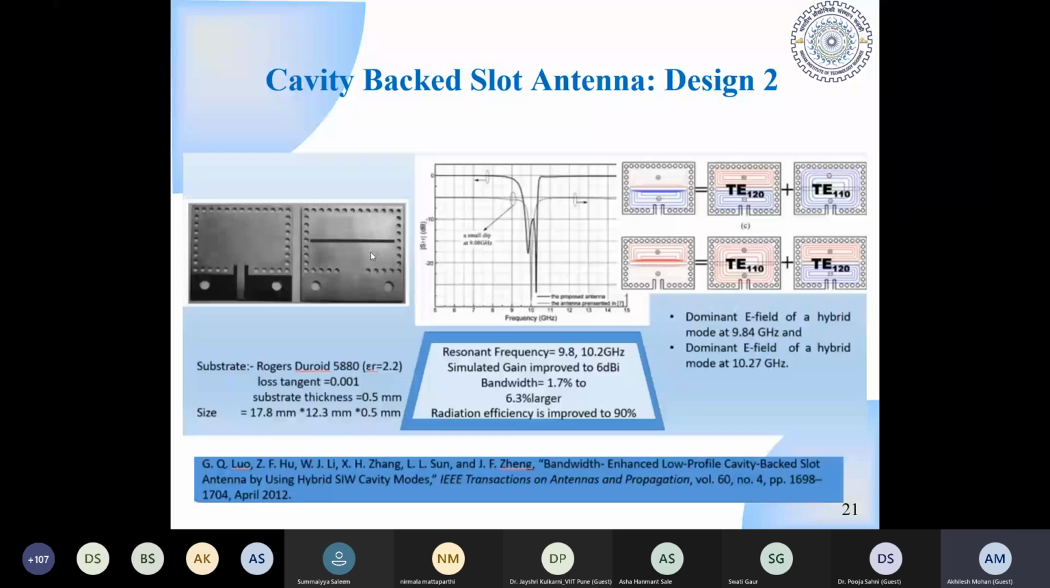The bandwidth of an antenna can be increased either by increasing the cavity size, meaning the cavity height, but not much can be achieved that way. Or you can achieve a larger bandwidth by mixing or merging two modes, that is, the TE110 mode and the TE120 mode or 210 mode. Now the mixing of modes can be done, so let us see the mixing of modes.